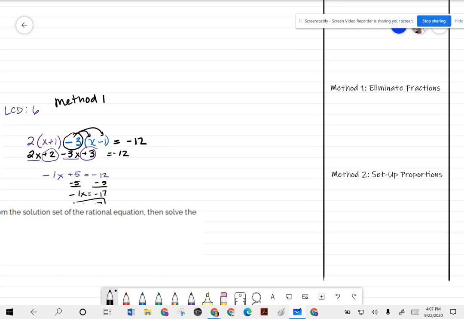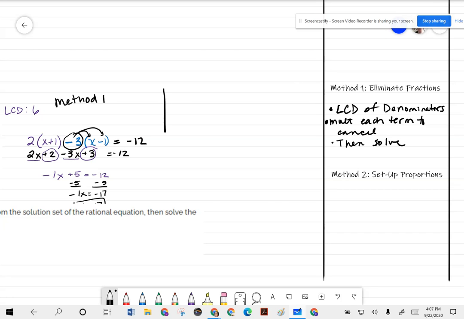When you eliminate fractions, the first thing you do is find the LCD of the denominators. Then multiply each term to cancel. Okay, and then the rest is you just solve.